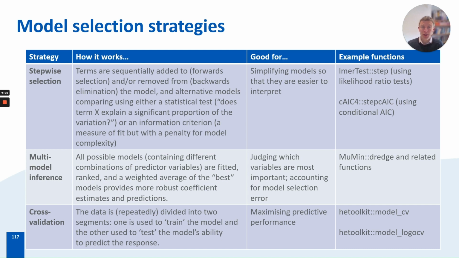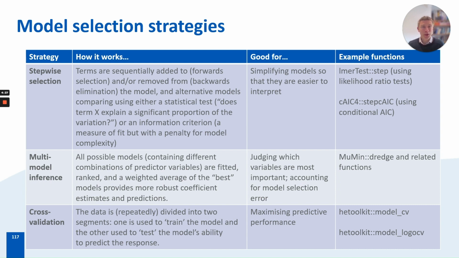There are a number of different strategies that we can use to try and identify a parsimonious model. The whole topic of model selection is quite vast and can get quite complicated. So here I've attempted to boil it down by highlighting three commonly used strategies. There's obviously a lot of detail behind this, so if you're interested in getting into this topic in more detail, then I would encourage you to go away and find some resources which will give you further insights into these different methods.